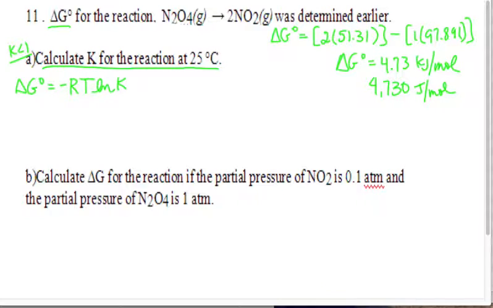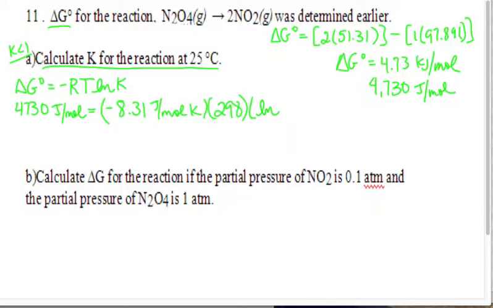I want you to make that prediction so when we get your answer, we can determine if that even makes sense. So we're going to put down 4,730 joules per mole is equal to negative 8.31 joules per mole K times the temperature of 298 times the natural log of K. So let's go ahead and solve for that.